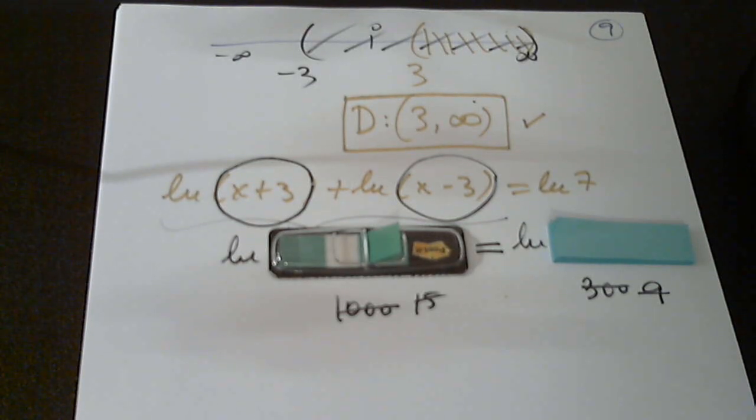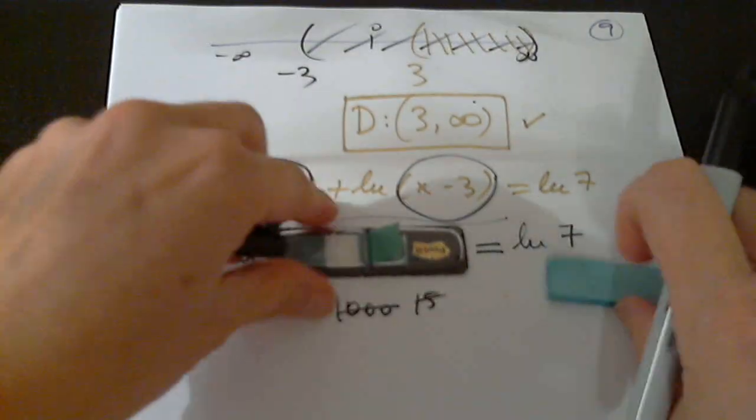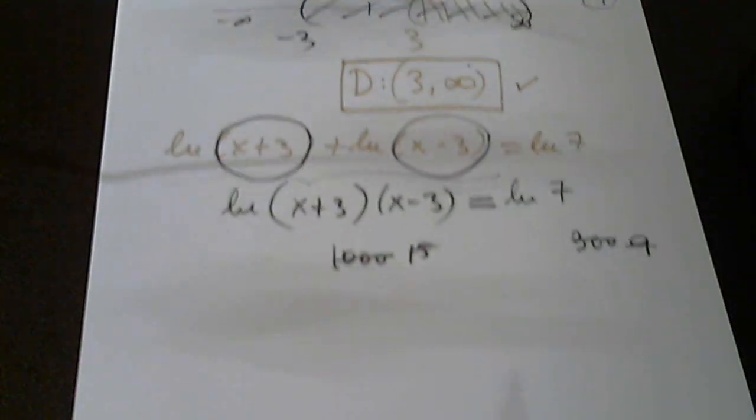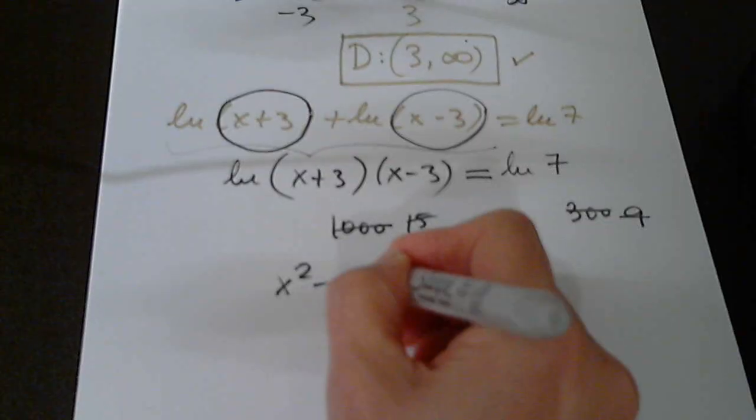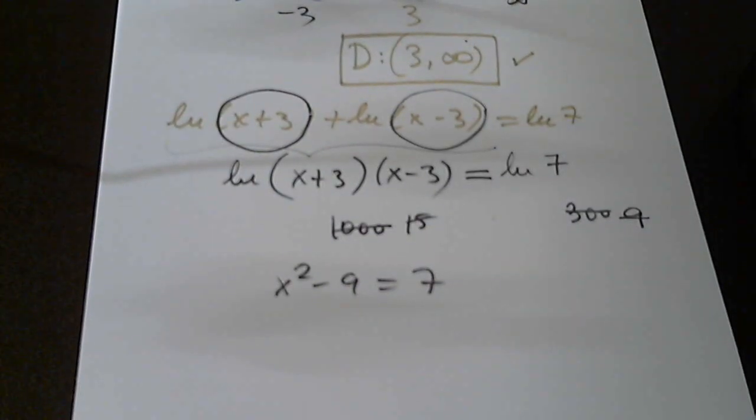Anyone, please? Do they have to be the same? Absolutely the same. So x squared minus 9 must equal 7. There is no other way.